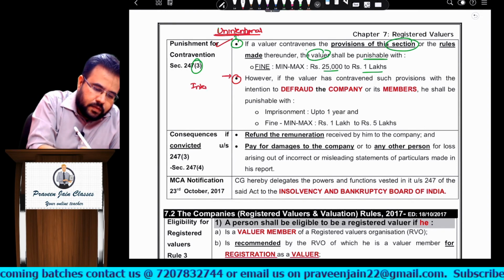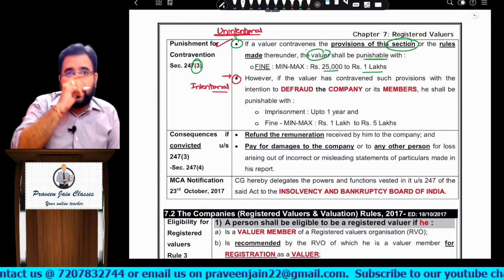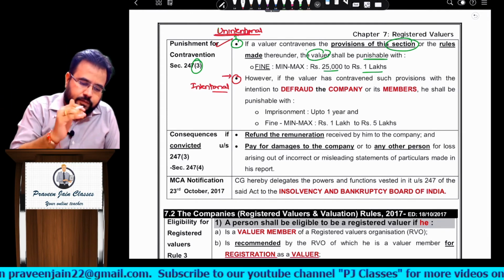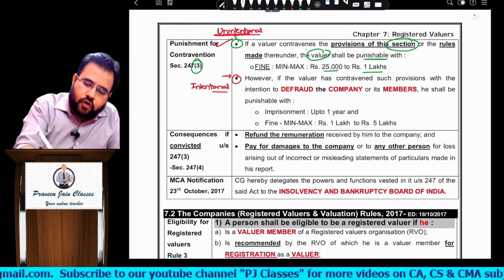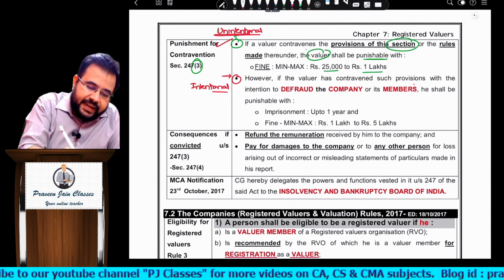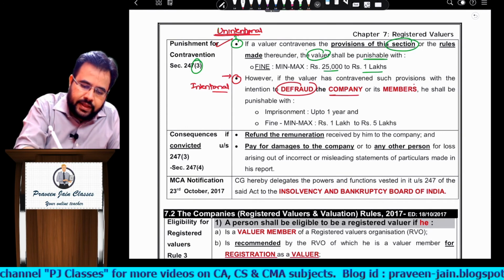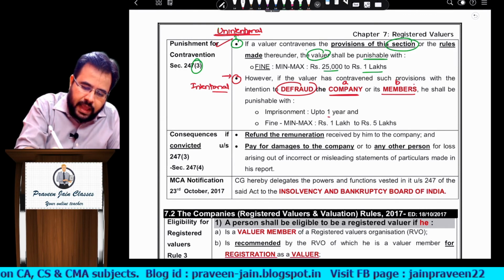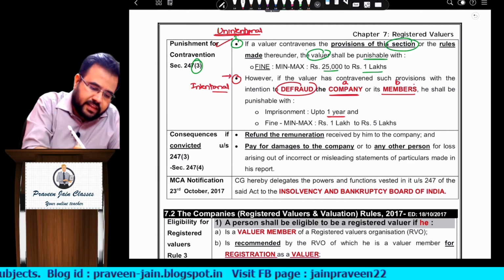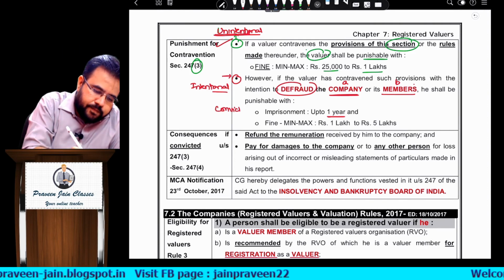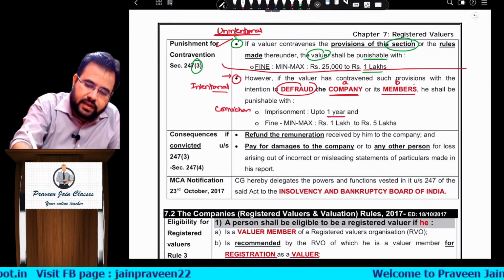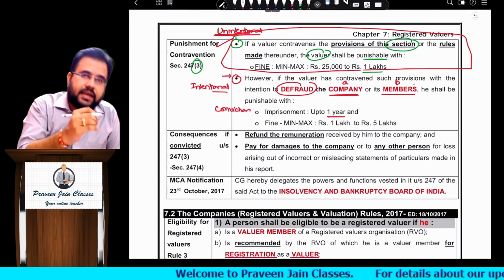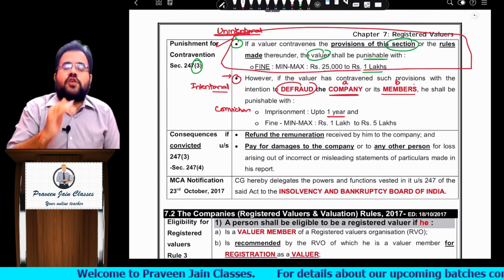Intentional. That means you have done valuation intentionally, to ensure that you commit fraud to whom, sir? Others. So look, however if the valuer has contravened such provisions with an intention to defraud whom? Company or its members, he shall be punishable with imprisonment of 1 year. Now can I say there is a conviction? Sir, up to here there was no conviction because it was unintentional, sir. But here there is a conviction because your intention is to commit fraud, sir.